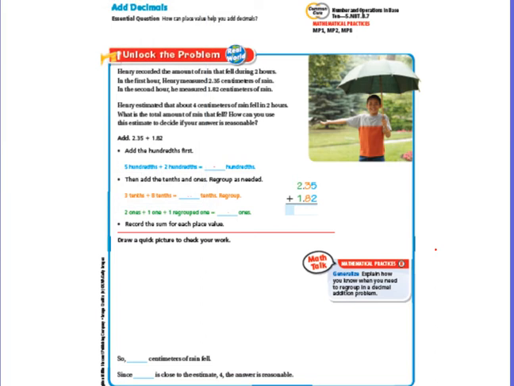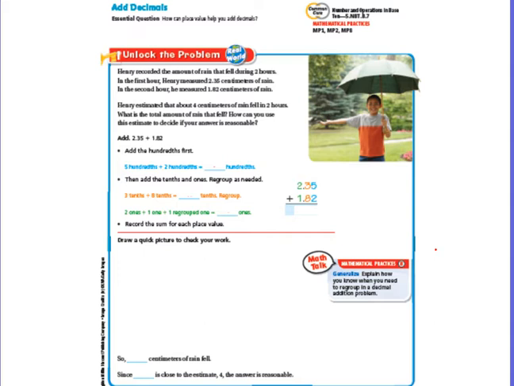Okay, boys and girls, we're going to do some adding of decimals again, but first we're going to do the estimating. From now on, I want you to always estimate. So let's look at what we got here. Henry recorded the amount of rainfall that fell during 2 hours.